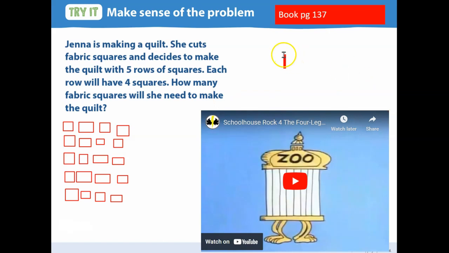Well, let me ask you this. How many rows? 5. Times how many in each row? 4. So that equals what? 20. Excellent.